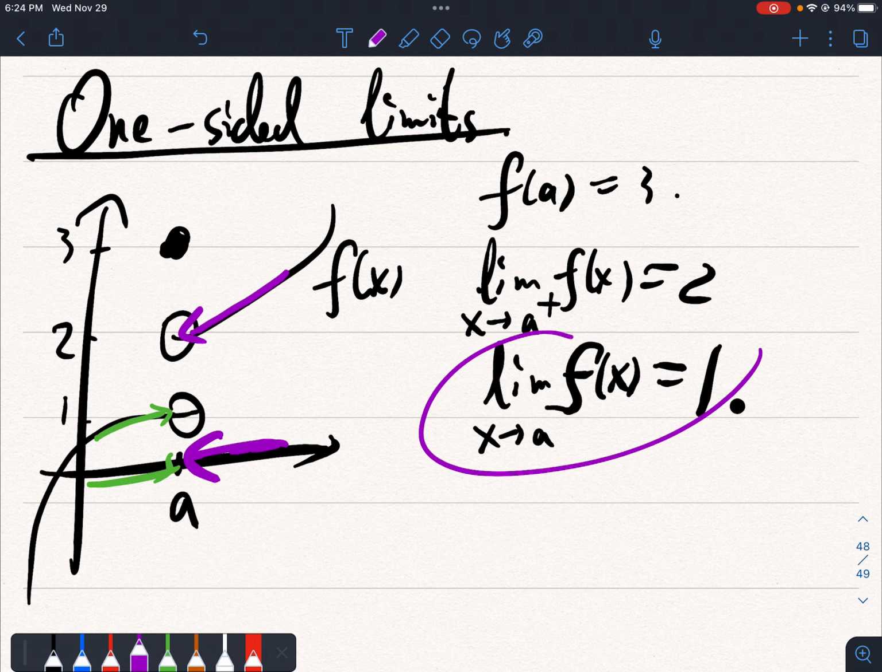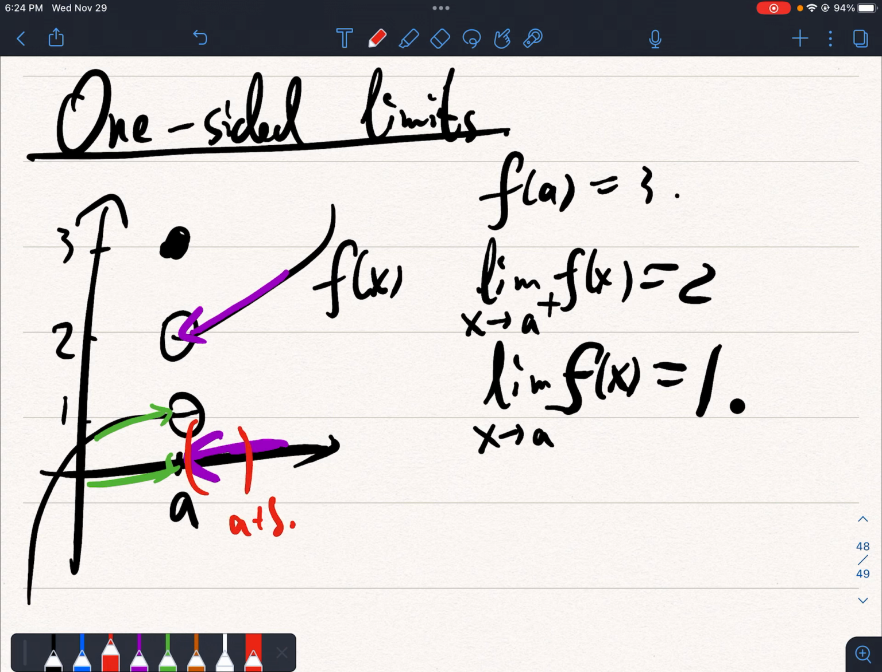Okay? So these two limits are called one-sided limits. One is called the right limit, and the other is called the left limit. So what's the definition? Well, to define, for example, the right limit, all we need to care about is the interval from a to a plus delta for some delta bigger than 0. So everything else is the same.